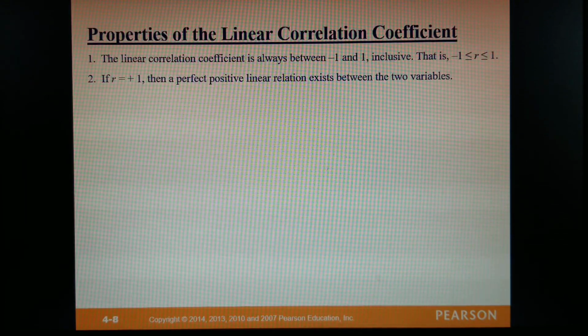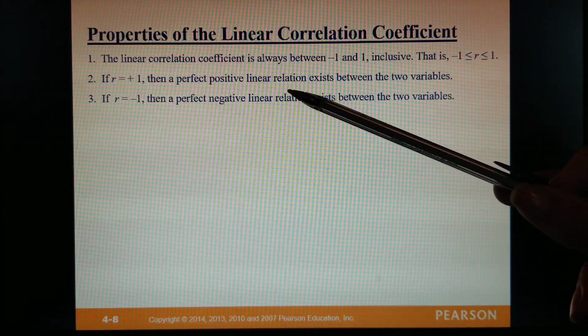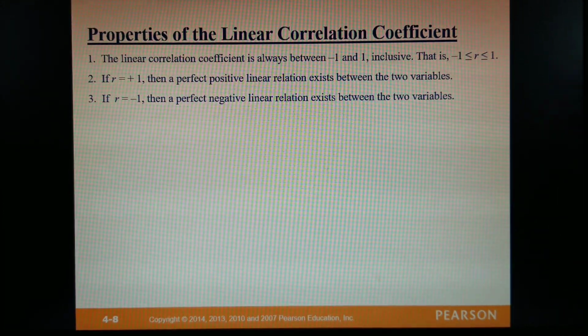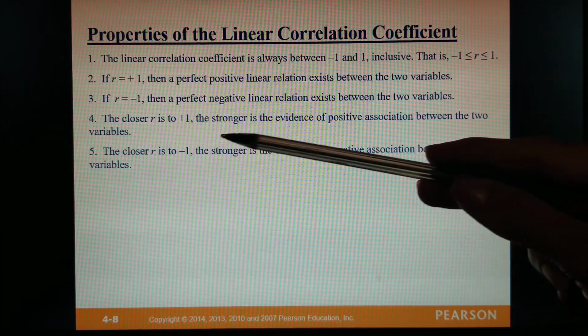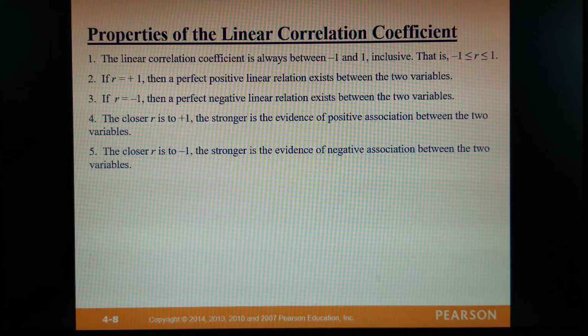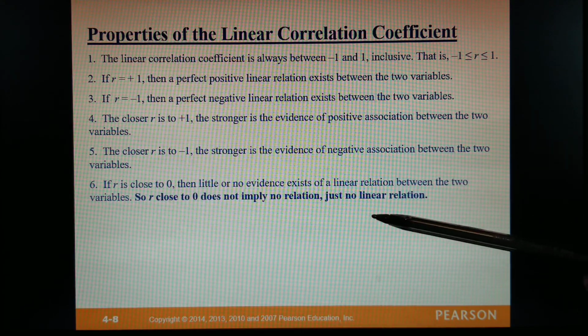So the properties: R is always going to be between -1 and 1. If it's +1, then it's a perfect positive linear relationship. If R is -1, it's a perfect negative linear relationship. The closer R is to 1 or -1, the stronger the positive or negative relationship between the two variables. And the closer to 0 just implies that there is no linear relationship.